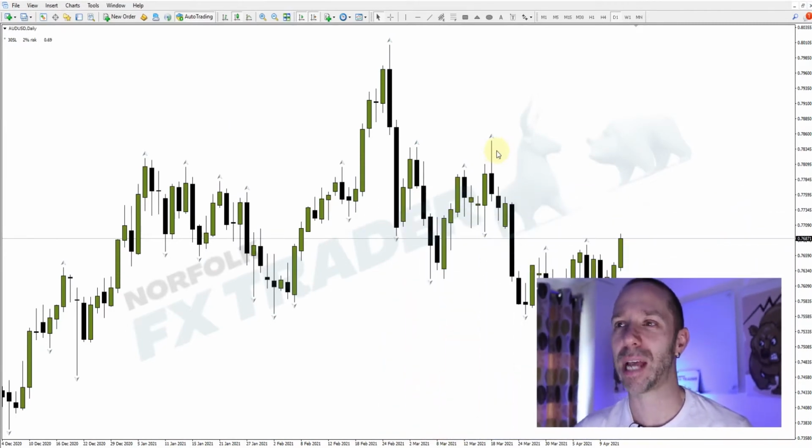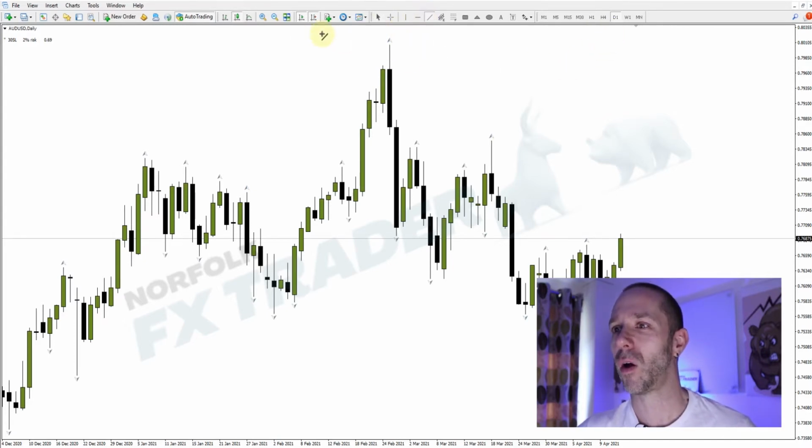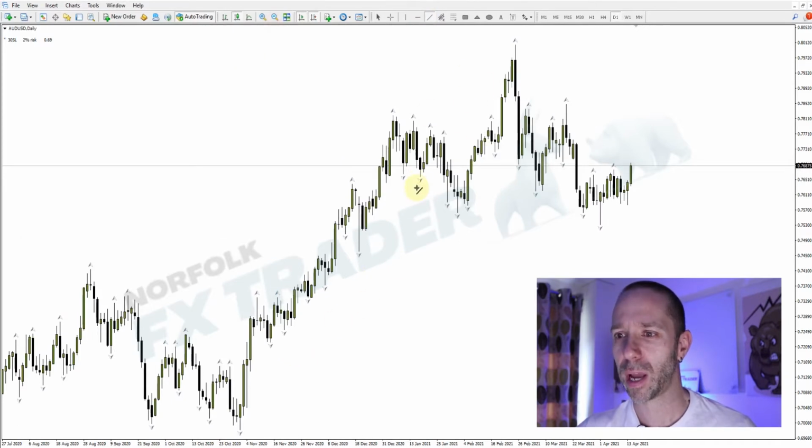Now it's a simple technique. Now what I do suggest is you place this fractal indicator on your charts. This will help you to identify those turning points much easier. Now you need a line first, so use a line and you're going to mark out those areas. So say from this low to this high, we're going to mark out these swings.